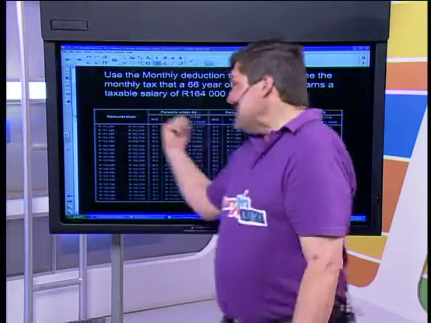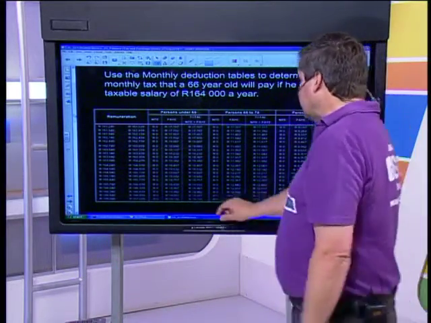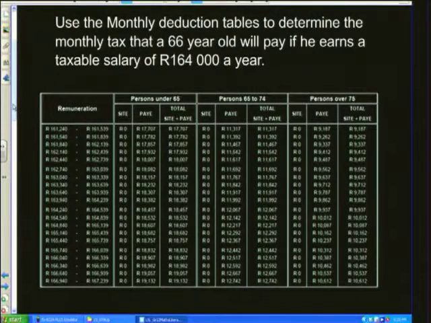We're now going to introduce you to something new, and that's this thing behind me, and it's called a monthly or an annual deduction table. Okay, a tax deduction table.